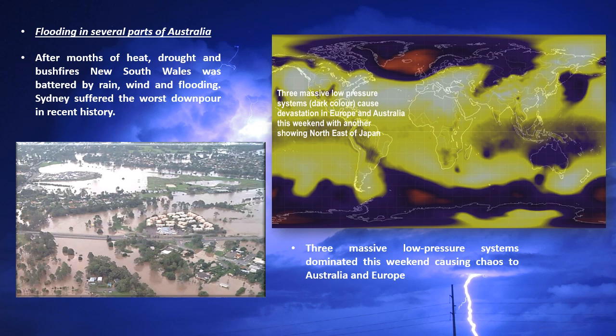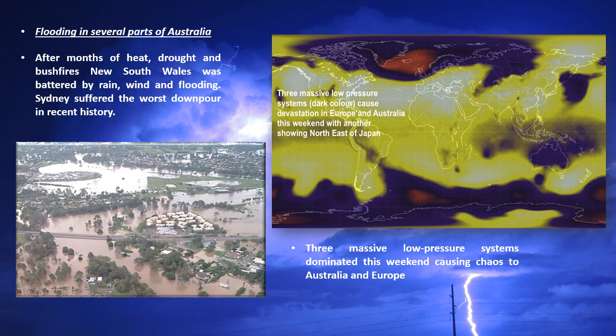We all know that Australia was suffering from heat and bushfires, and after these bushfires, this tropical cyclone brought very heavy rainfall to some regions in Australia, and many parts of Australia, including New South Wales and Sydney, were underwater, and Sydney also suffered the worst downpour event in recent history.